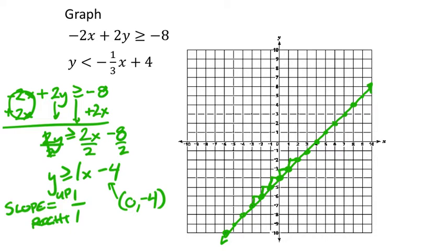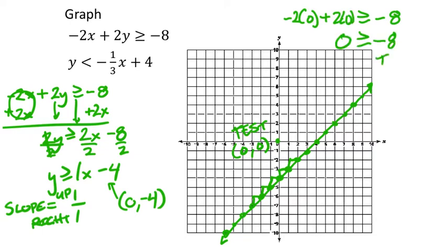So now that I have that, I'm going to test the point 0, 0, because again, the line is not on the origin at 0, 0. So I'm going to test 0, 0 in the original inequality, which is negative 2x plus 2y should be greater than or equal to negative 8. So I take my x's and my y's, I replace them both with zeros, which is an easy calculation because now it's just 0 greater than or equal to negative 8. That right there is true.